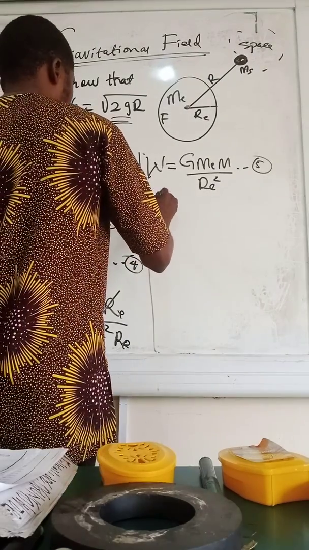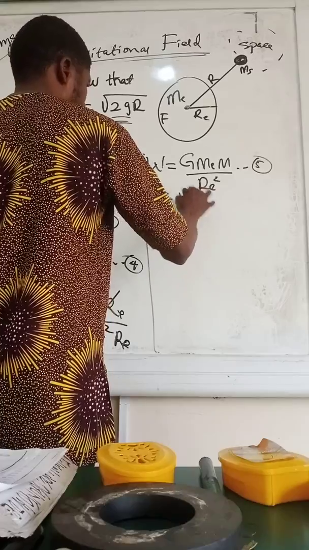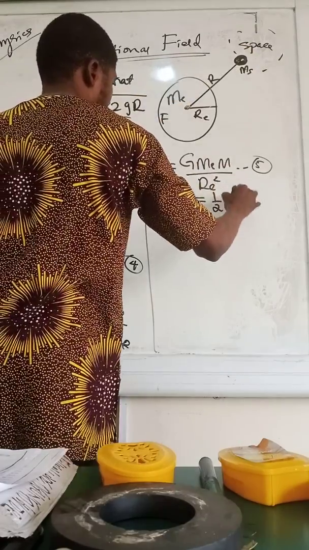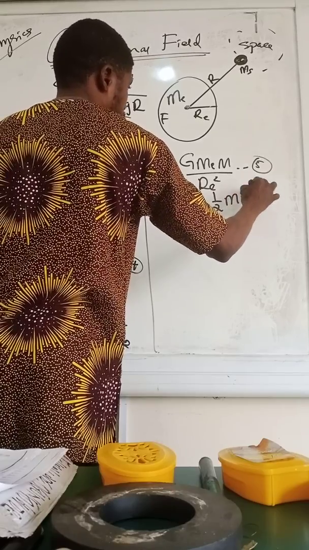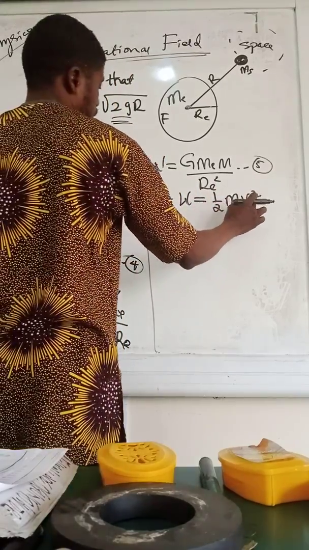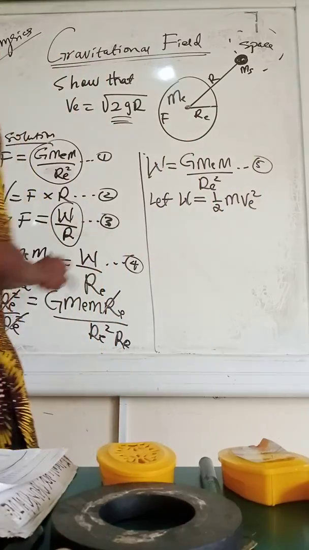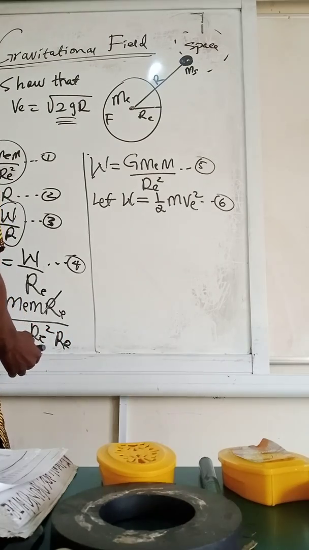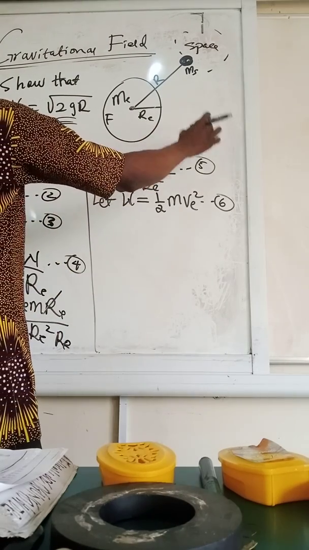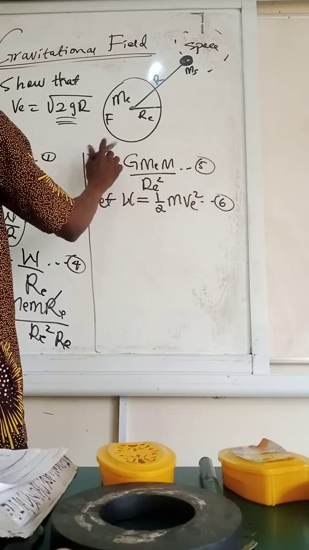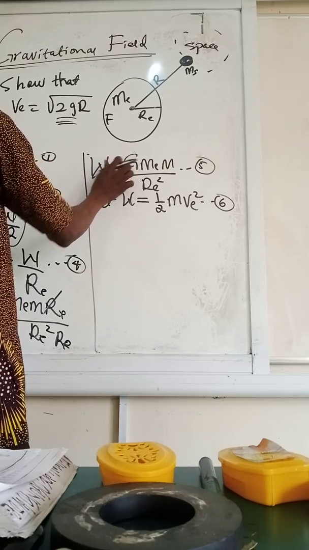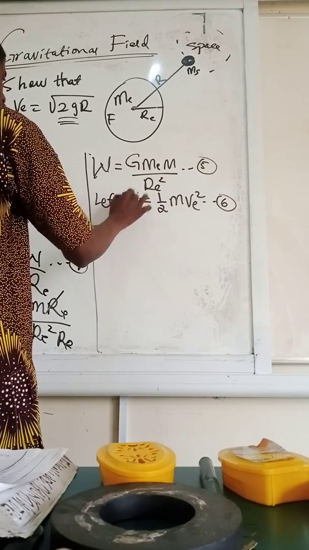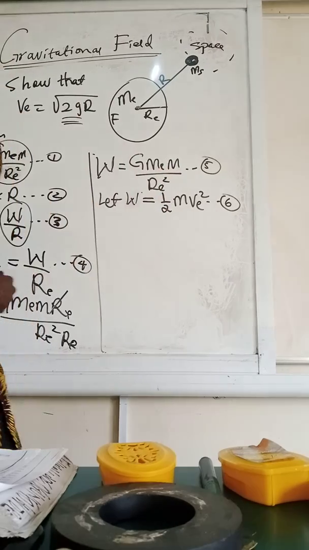Now, let this work done be W. The kinetic energy of this satellite is half mVE squared. Now this VE is what we call the escape velocity. We call this equation number 6. So equation number 6 and equation number 5 meet the condition for equating each other, work both in joules, and both of them are work done under gravity.